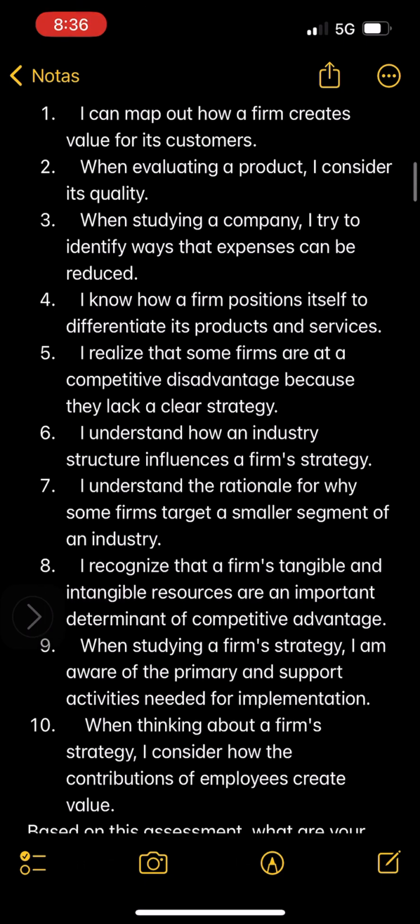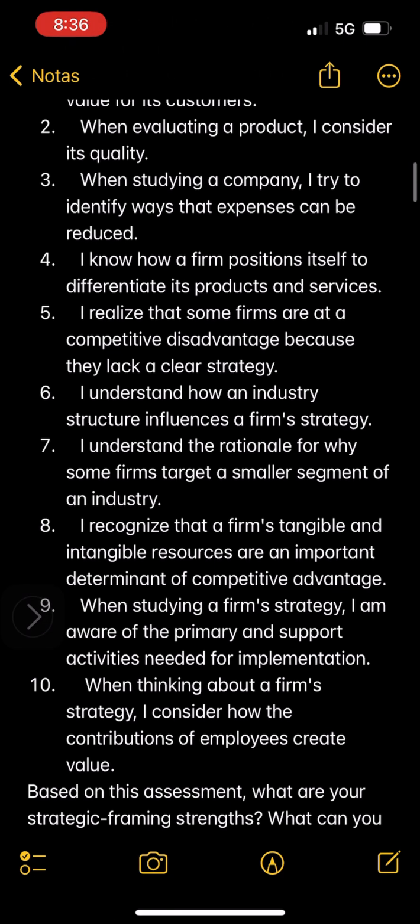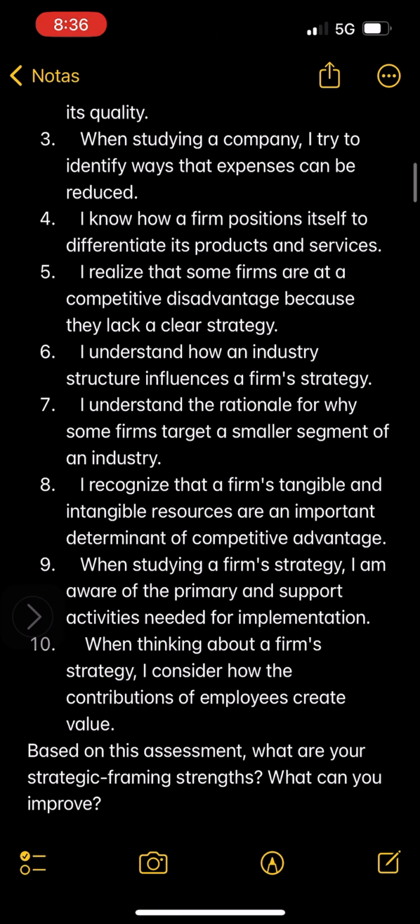I understand the rationale for why some firms target a smaller segment of an industry. I recognize that a firm's tangible and intangible resources are an important determinant of competitive advantage. When studying a firm's strategy, I am aware of the primary and support activities needed for implementation. When thinking about a firm's strategy, I consider how the contributions of employees create value. Based on this assessment, what are your strategic framing strengths? What can you improve?